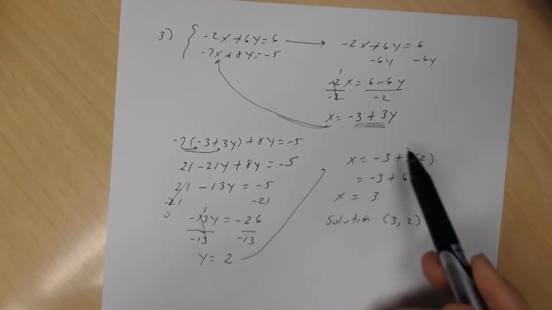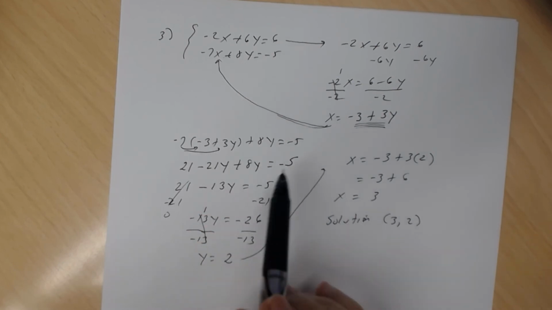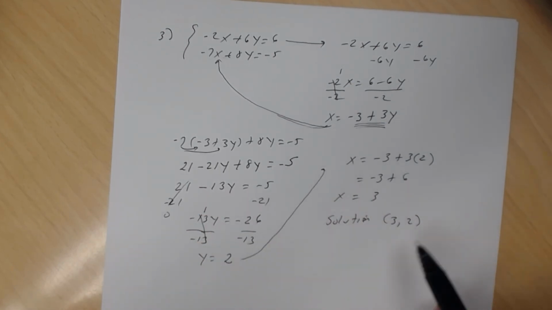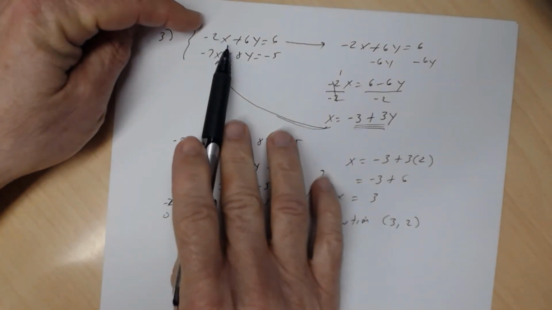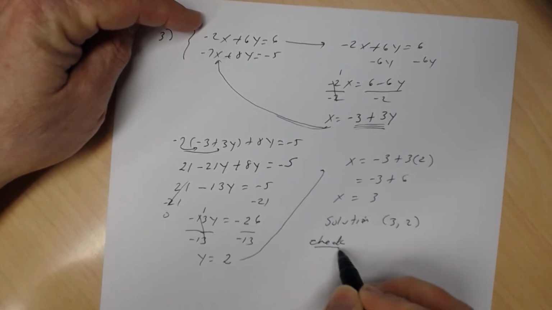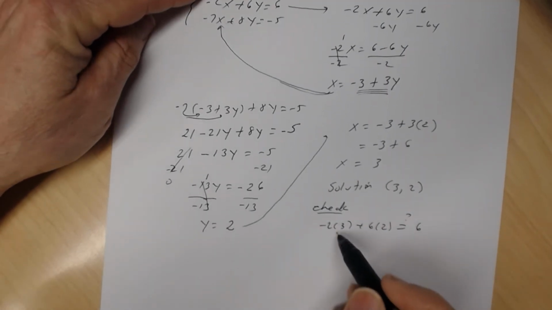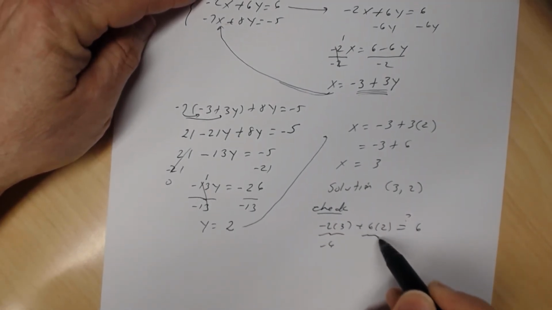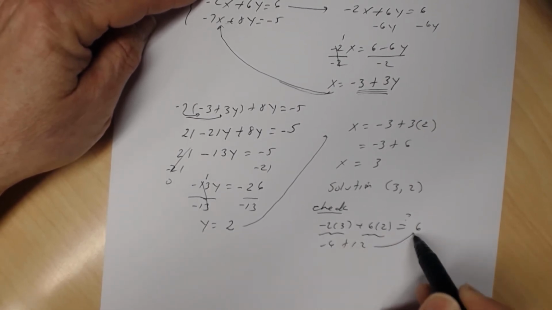So my solution is, remember, the ordered pair x, y is 3, 2. But again, I could have messed up, so don't say that's your solution without going back and checking it, because I could have messed up anywhere along the way. So let's just check it. It's easy to check. So let's check the first equation. Negative 2 times x, x is 3. So I'm checking over here. So negative 2 times 3 plus 6 times y, y is 2, and I want to see if that's going to equal 6. Well, negative 2 times 3 is negative 6. Positive 6 times 2 is a positive 12. Negative 6 plus 12 is equal to 6.